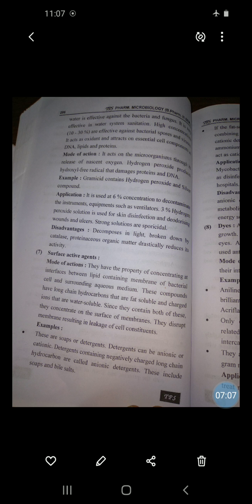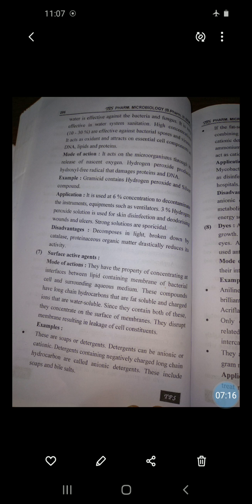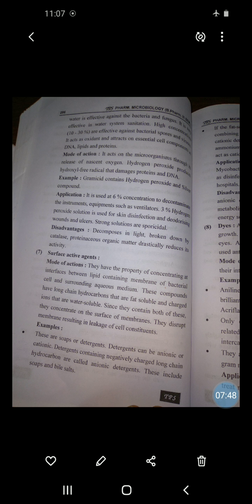Applications: it is used at 6% concentration to decontaminate instruments and equipment such as ventilators. A 3% hydrogen peroxide solution is used for skin disinfection and deodorizing wounds and ulcers.